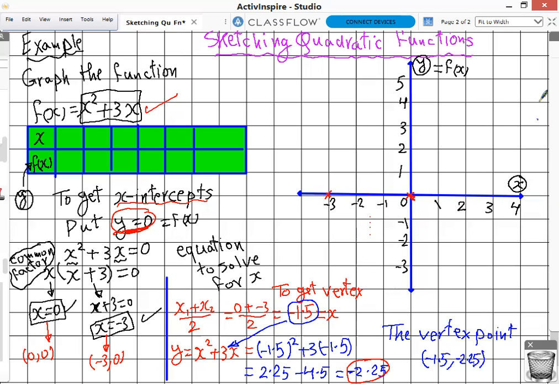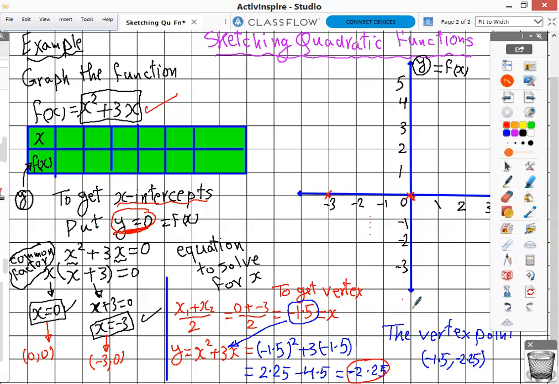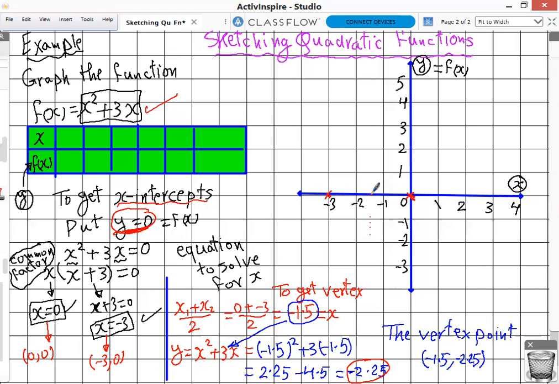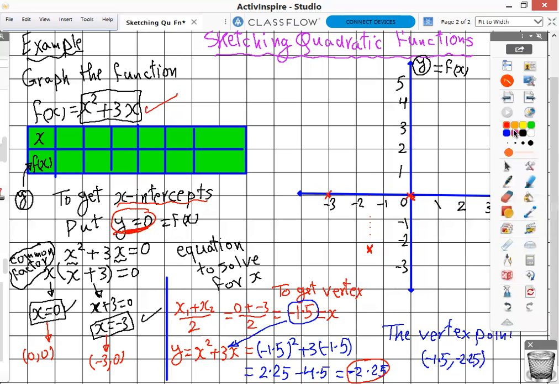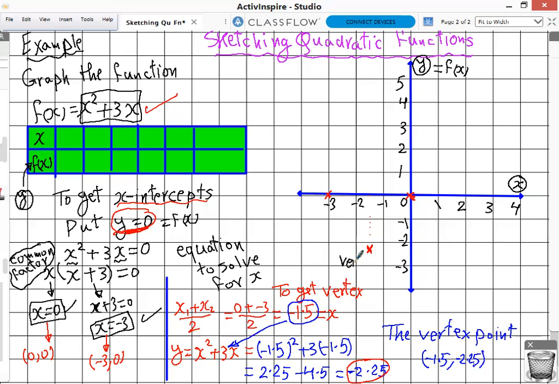Now, how can we determine the point? It will be negative 1.5 here and go down to this point. Okay? Then what is this point? It's the vertex.